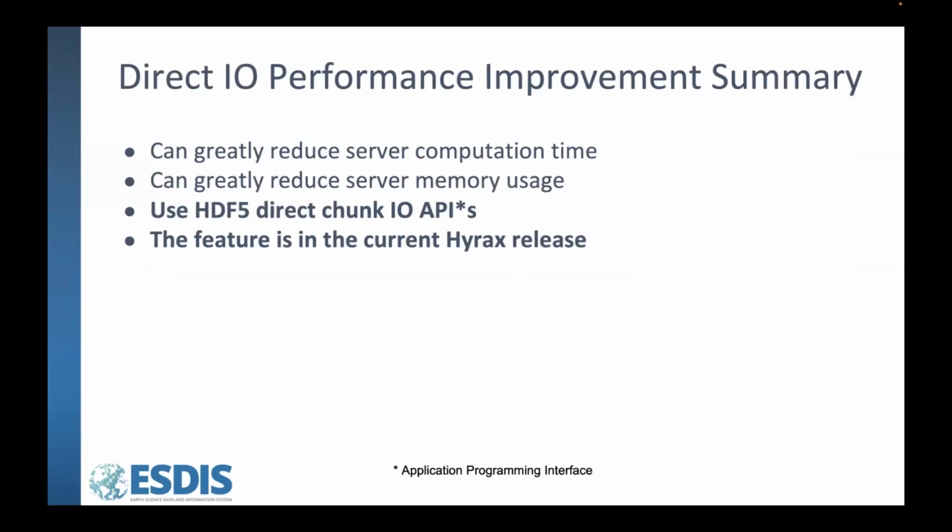And here, just a brief summary, direct IO can help you improve your performance a lot. But I want to point out, the HDF5 direct chunk IO API is used. So this gives credit to the HDF group for this. Not just without using the HDF library, but in the whole process, we need to use the HDF5 direct chunk IO API when generating an HDF4 file. And also this feature is in the current Hyrax release, so people can use that either for cloud or maybe for your other service.